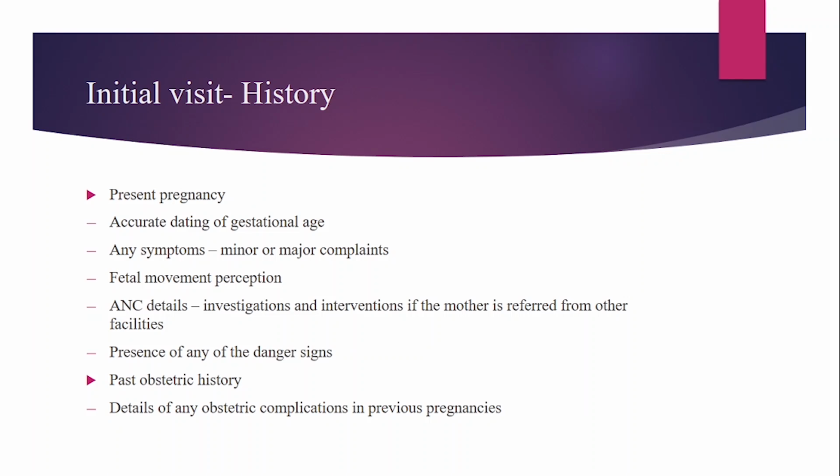The history: what are the important histories that you need to take when this woman comes? You will need to take history about the present pregnancy. You need to accurately date the gestational age. You need to ask for when the woman saw her menses last, the last menstrual period, which is the first day of the last menses. So it is important you document that. Based on that, you will calculate the gestational age and determine the expected date of delivery.